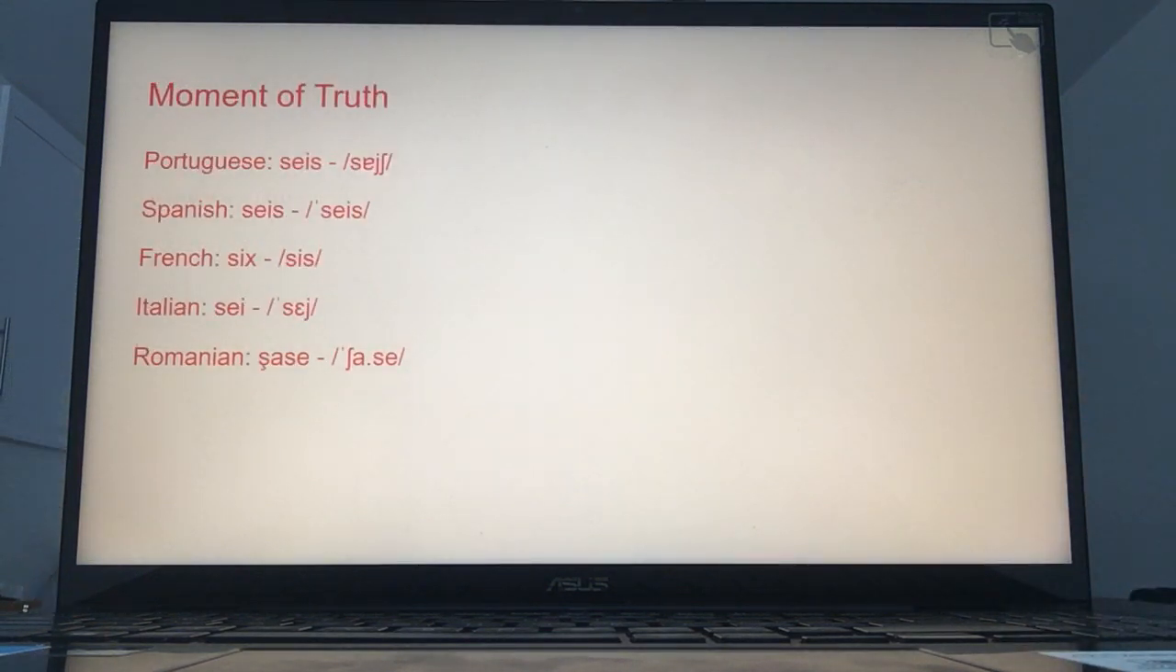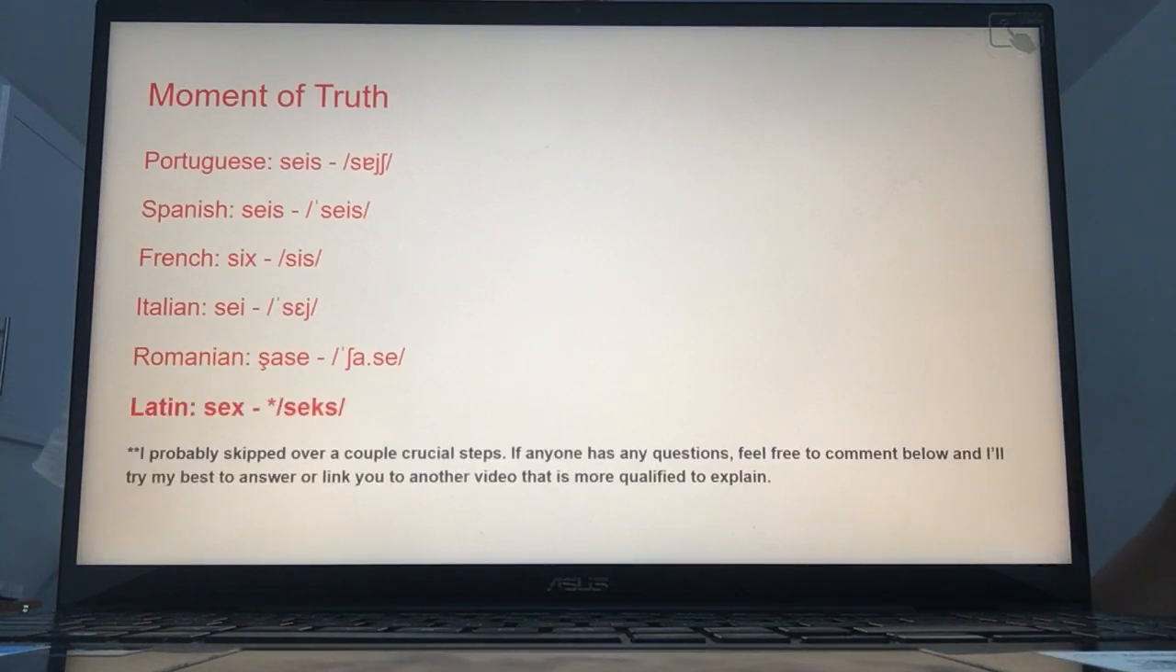Alright, here's the moment of truth. We have assembled all the cognate words and we have taken those and tried to compare them and reconstruct the word in Latin. So I'll read over the cognates one more time. Sais, says, cease, say, chasse. Alright, I'll tell you guys now. The original word in Latin was sakes.